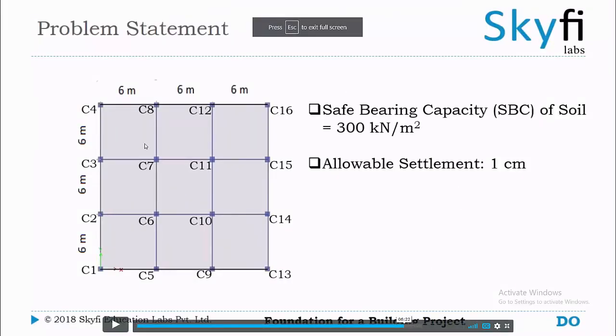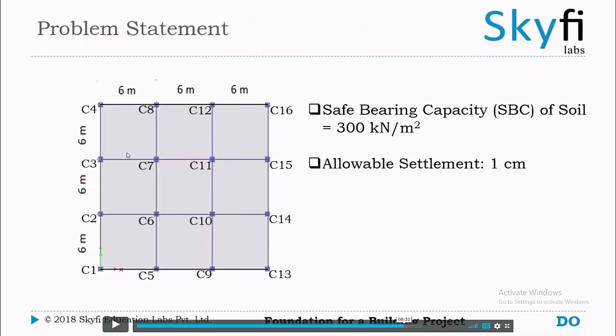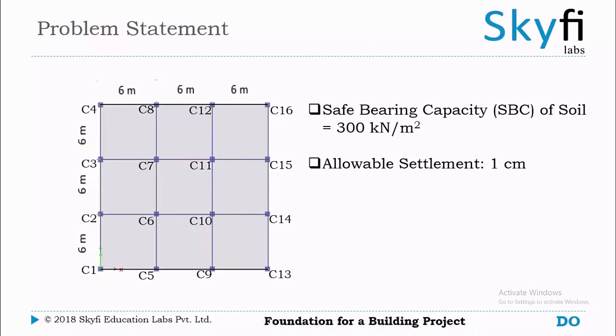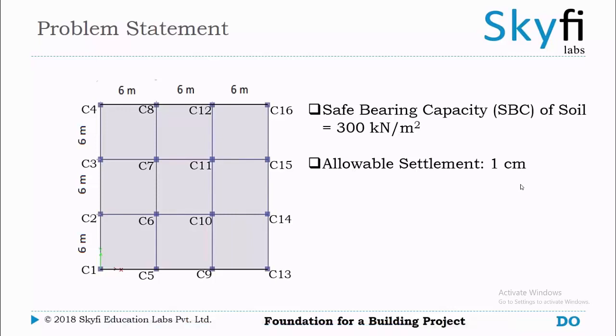At first we need to calculate the subgrade modulus of the soil. The subgrade modulus will be the safe bearing capacity divided by the allowable settlement. That means 300 kilonewton per meter square divided by 1 centimeter. Convert 1 centimeter to meter. So you'll get the result as 3 into 10 to the power 4 kilonewton per meter cube as our subgrade modulus.